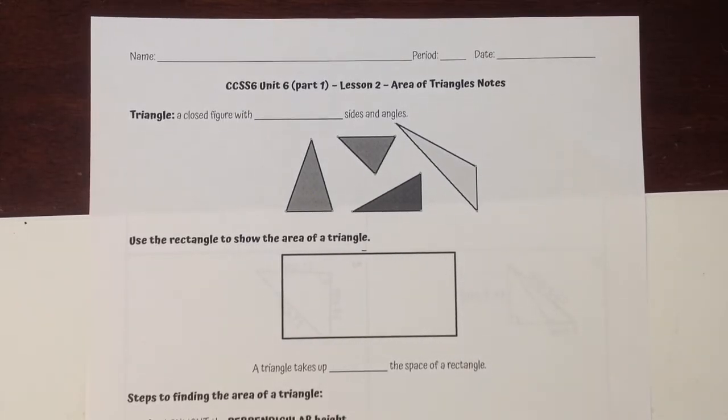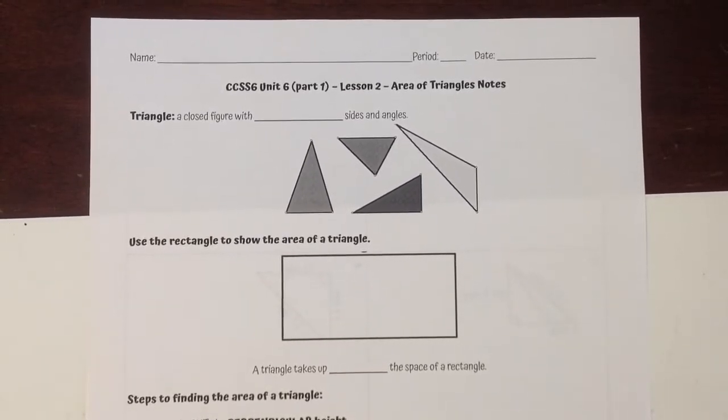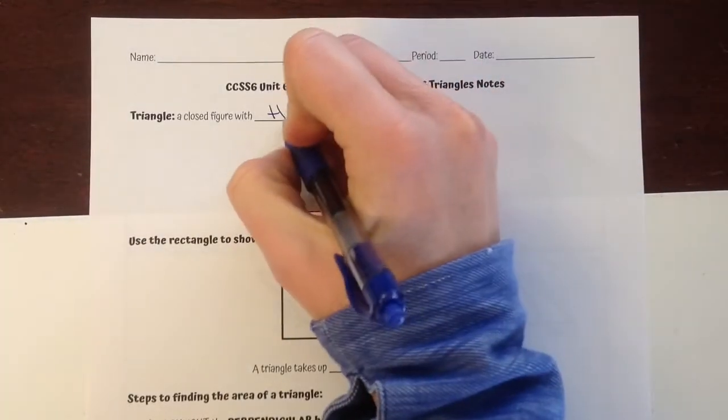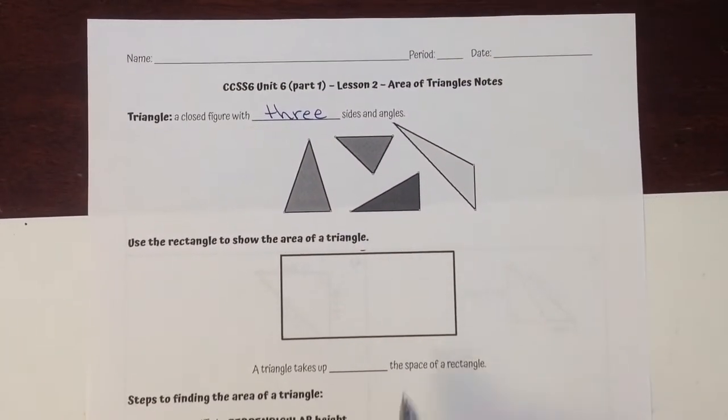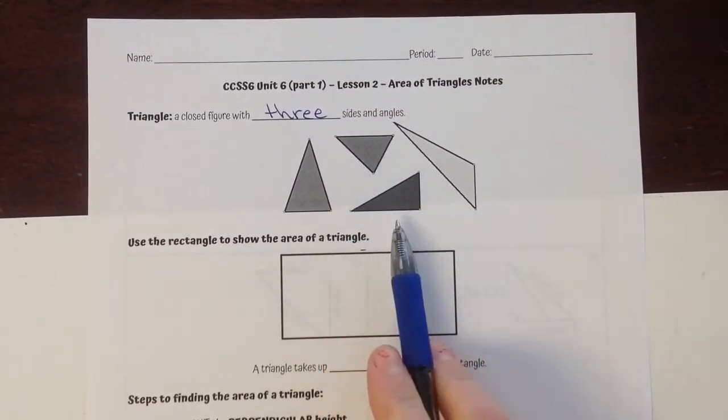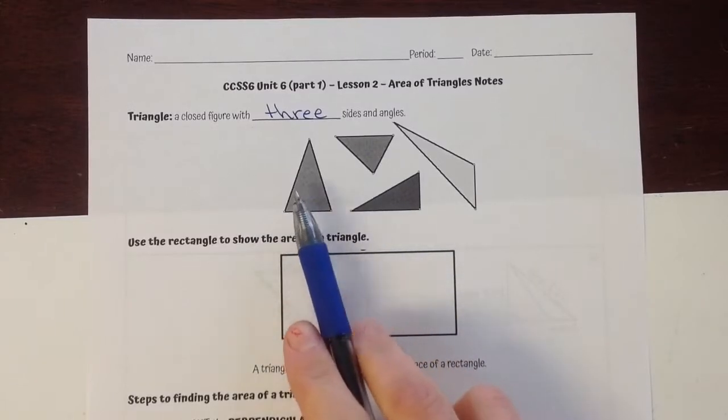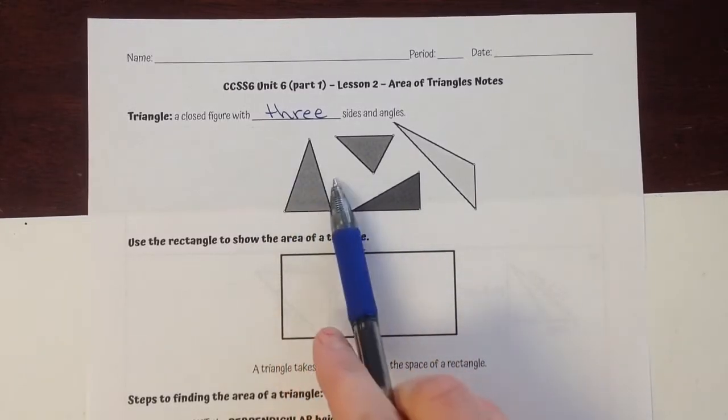Today we're doing lesson 2, area of triangle notes. A triangle is a closed figure with 3 sides and angles. And if you look at the picture, triangles can be all different shapes and sizes, but it's consistently having 3 sides to it.